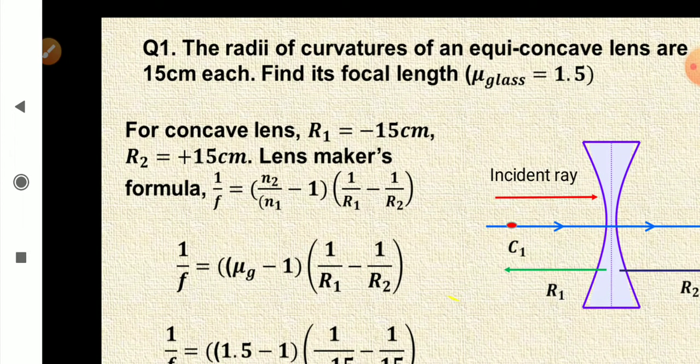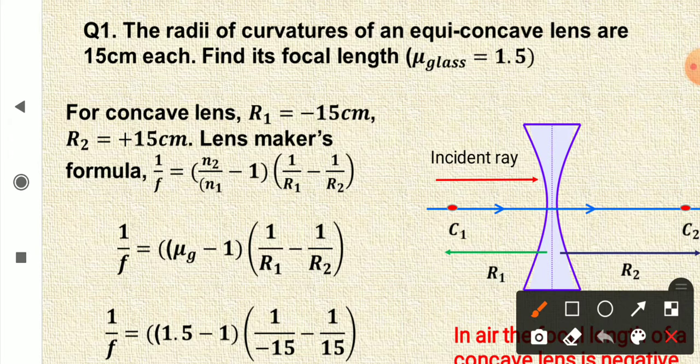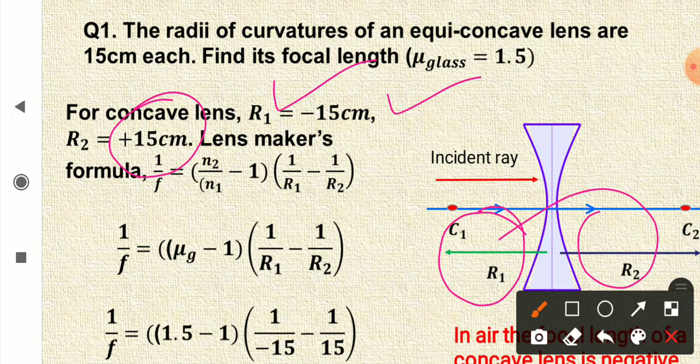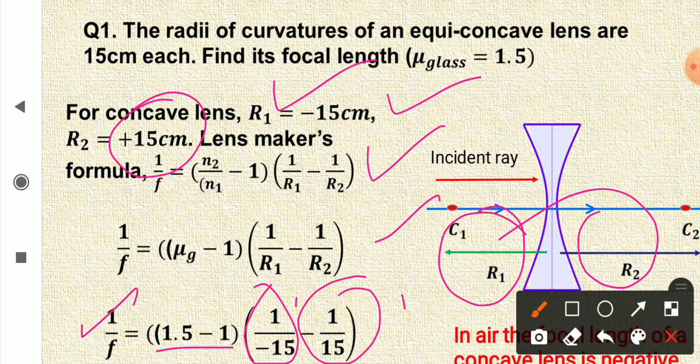So now look at it. For the concave lens, R1 is minus 15 centimeter, this one. R2 is plus 15 centimeter, this one. And putting the values, you get 1 upon F using the same lens maker formula. And putting all the values, you get 1 upon F is equal to 1.5 minus 1 into 1 upon minus 15 minus 1 upon 15.